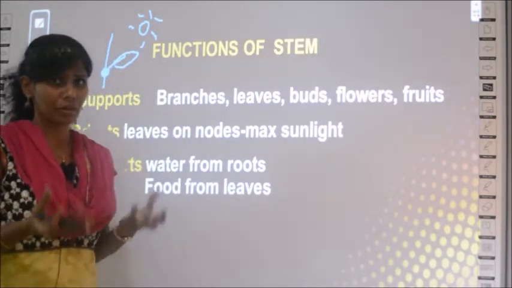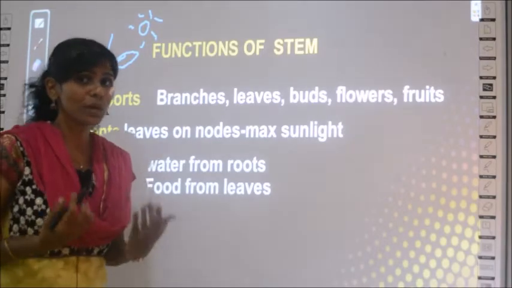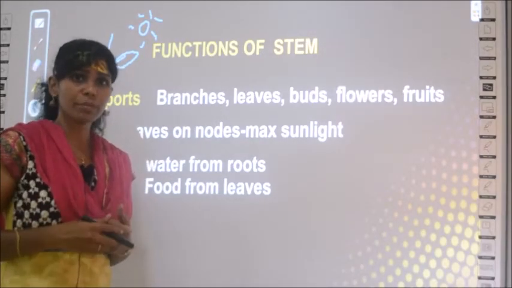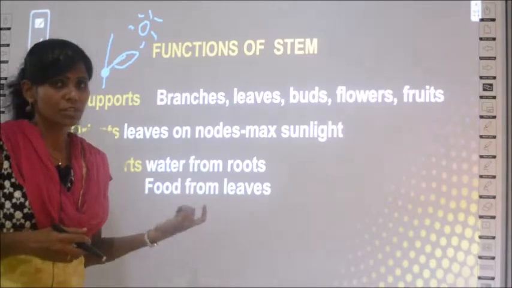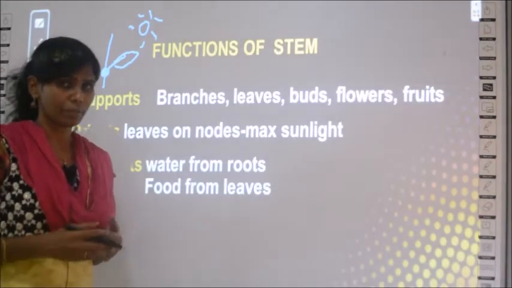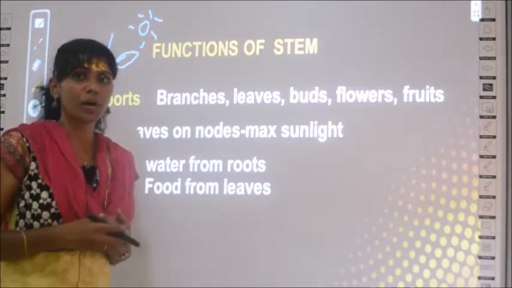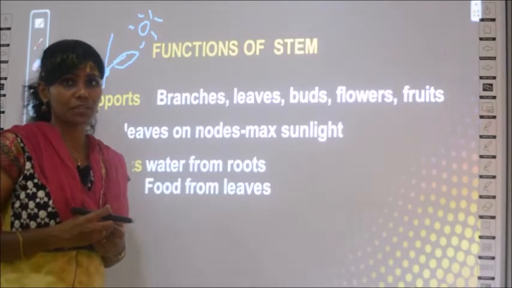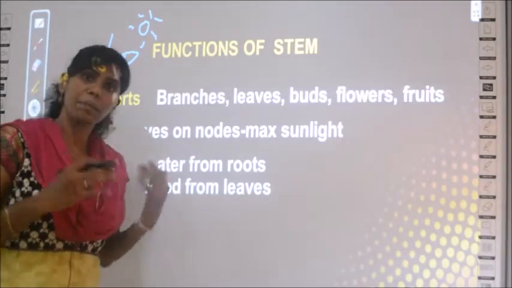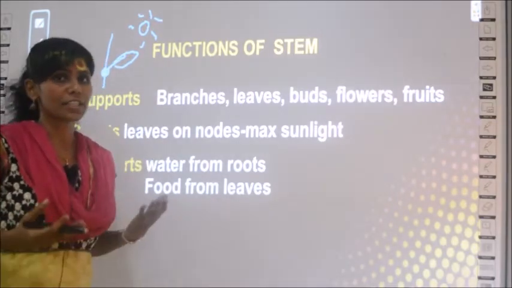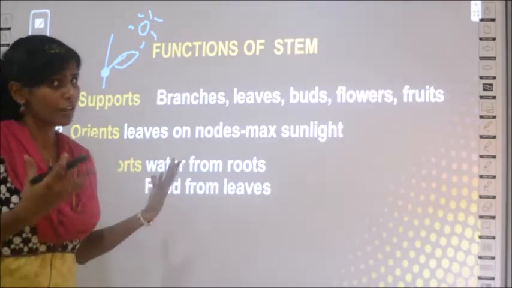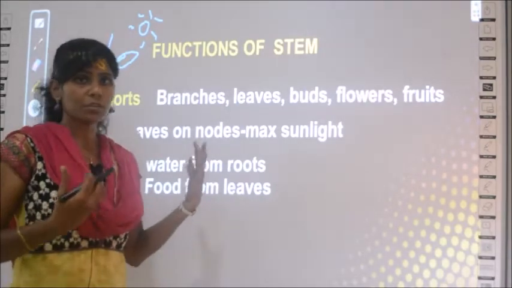So when the water is poured to the soil, which one will take the water from the soil? The roots, right? So roots can take the water from the soil and the stem helps in transportation of the water which the root takes. Where will it transport? To all the parts of the plant it can transport. So it transports water from the root, what the root takes.